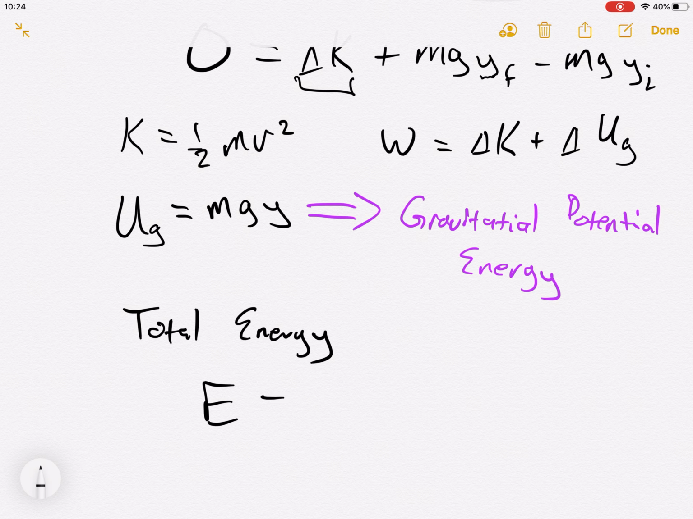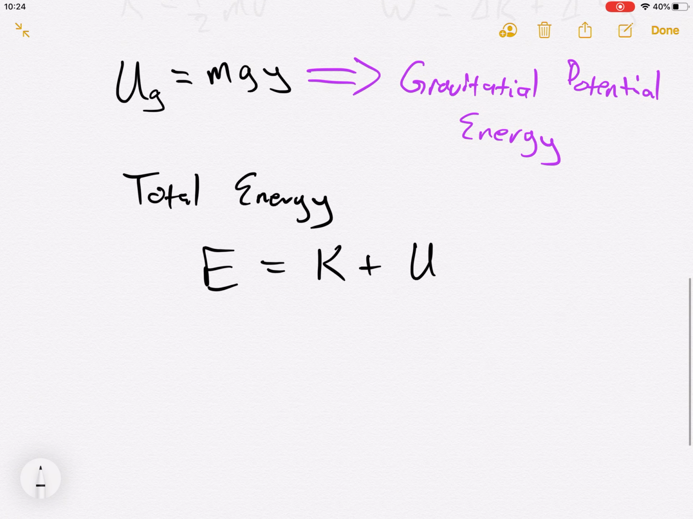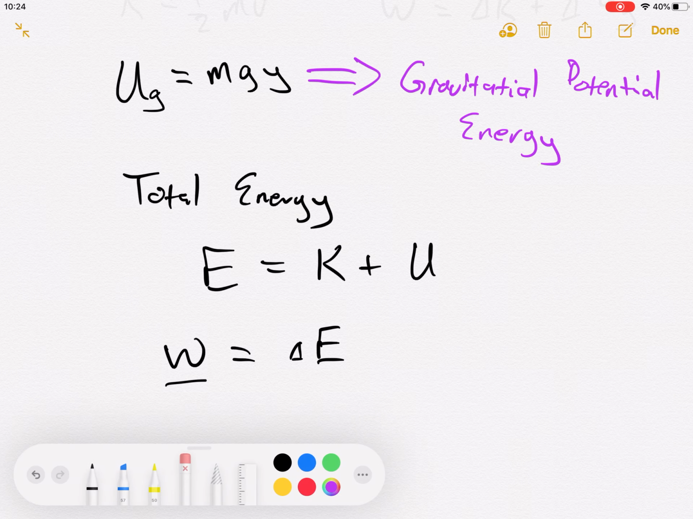You can say capital E. It would be kinetic energy plus potential energies. Specifically, in this case, gravitational potential, but there are other kinds of potential that we'll talk about. And I could rewrite the work energy theorem as work done equals delta E. And again, I can either include the work done by gravity in the work, or I can not include it in the work, and I can include it in this energy.